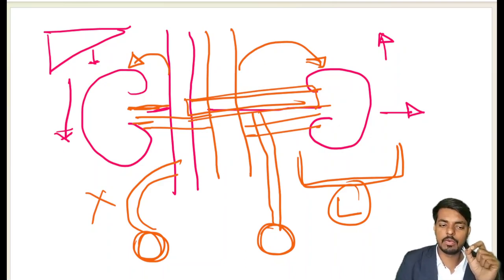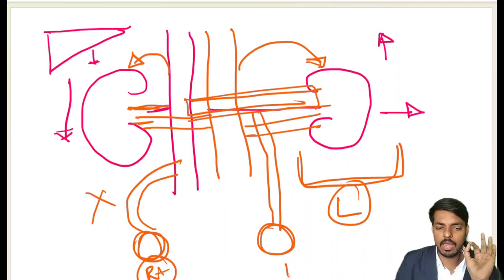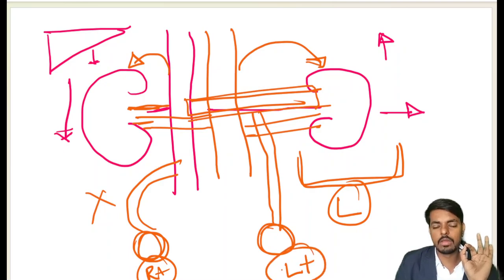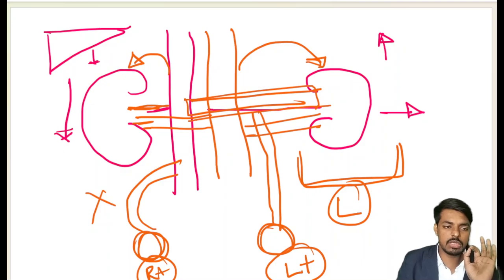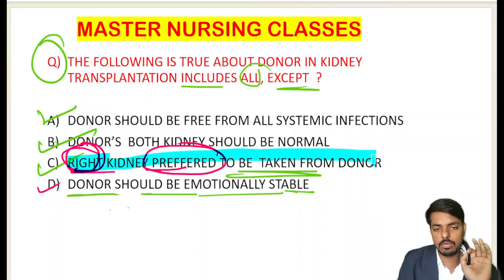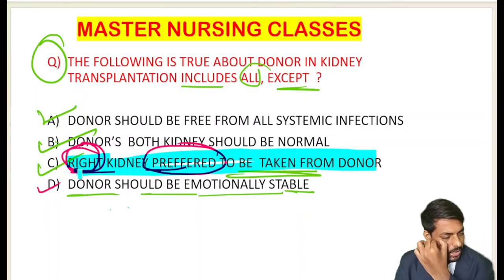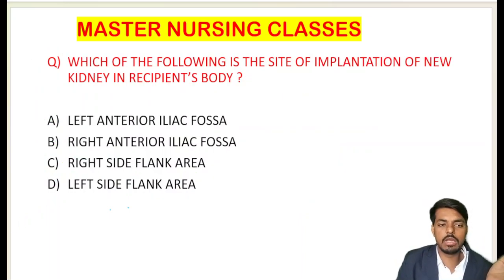So very importantly, the right testis drains directly into the inferior vena cava, and the left testis drains into the renal vein. Hope the concept is clear. Okay, so because of that, option C is wrong here. Why? Because it says the right kidney is preferred to be taken from the donor. No, students, the left kidney is preferred to be taken from the donor. Hope the concept is very clear.